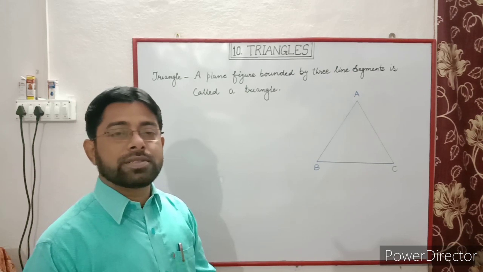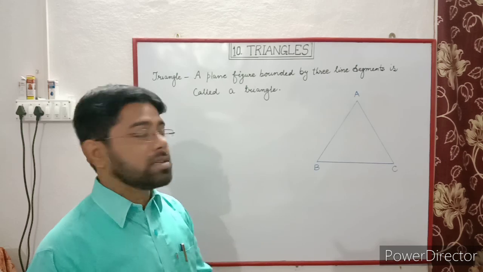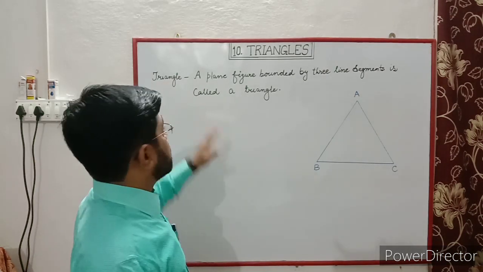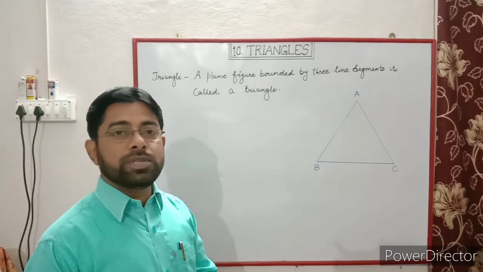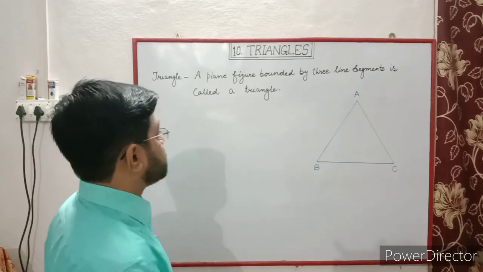Hello my dear students, today we are going to discuss triangle from chapter number 10. Let's see. Triangle. A plane figure bounded by three line segments is called triangle.